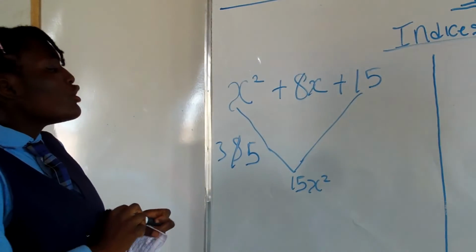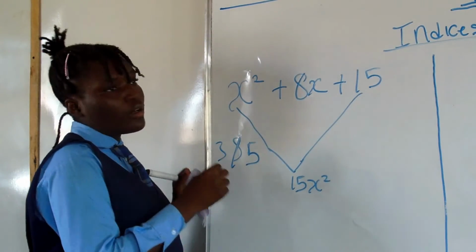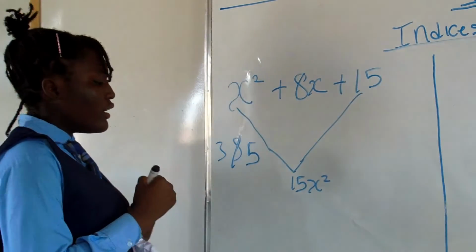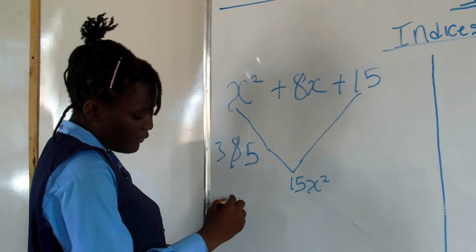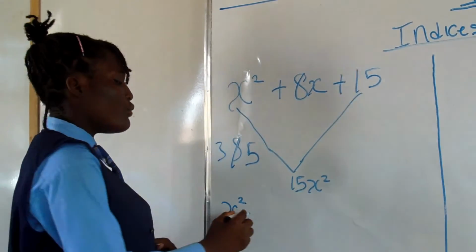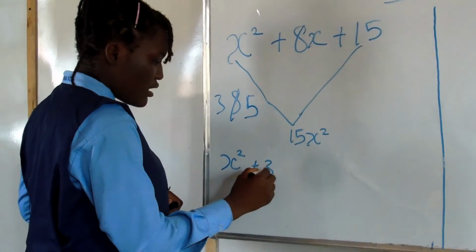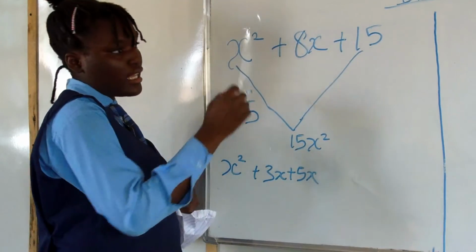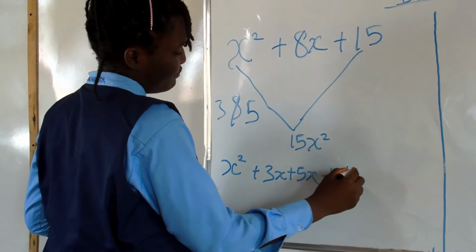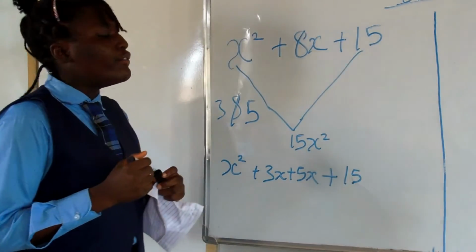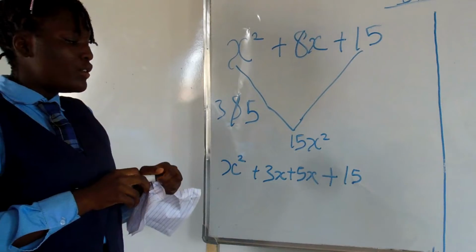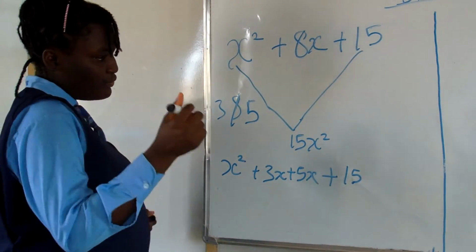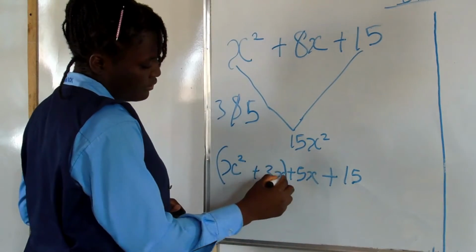3 and 5. So now, since we have found these 2 numbers, we're going to replace them. We're going to put them in place of this 8x. Right? x squared, instead of writing 8x here, plus 3x plus 5x, because when you add these 2 together, they still give you 8x plus 15. So now at this step, we put them in brackets and leave a sign in the middle, like this.